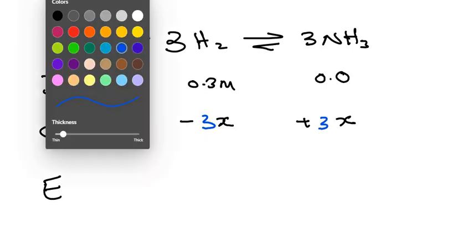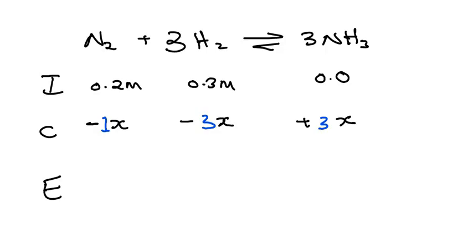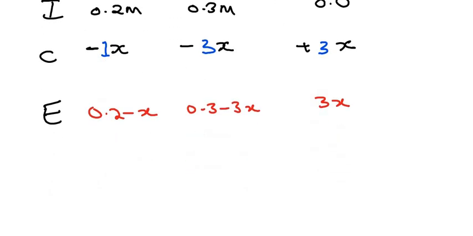So at equilibrium, we're just going to have the initial plus the change. That's 0.2 minus x. Then this is going to be 0.3 minus 3x. Then here we're going to have 2x. Now remember, I gave you a hint in the previous question. Let's say the concentration of ammonia at equilibrium is 0.4, like the way I gave it to you. It's just simple math that you used to have in high school. So we know this is 0.4.